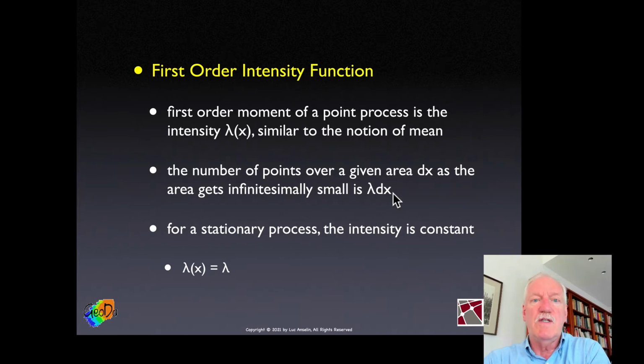And what we've already seen is for a homogeneous stationary process. Stationary is actually a term that is more rigorous than just homogeneous, because it pertains to the higher order moments as well. We've already seen that the intensity lambda is the same at every location, so it is a constant.